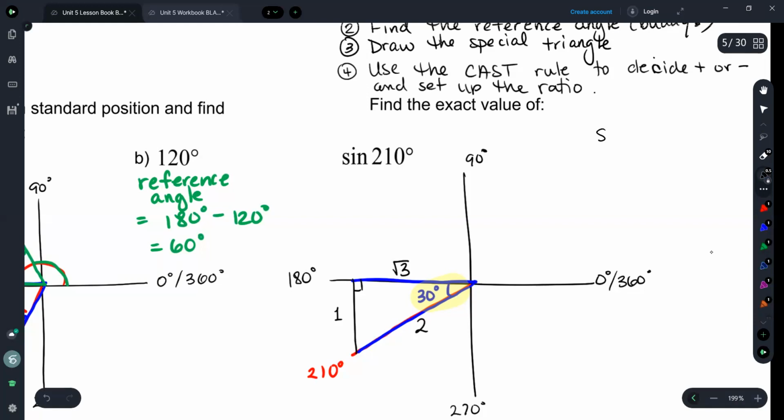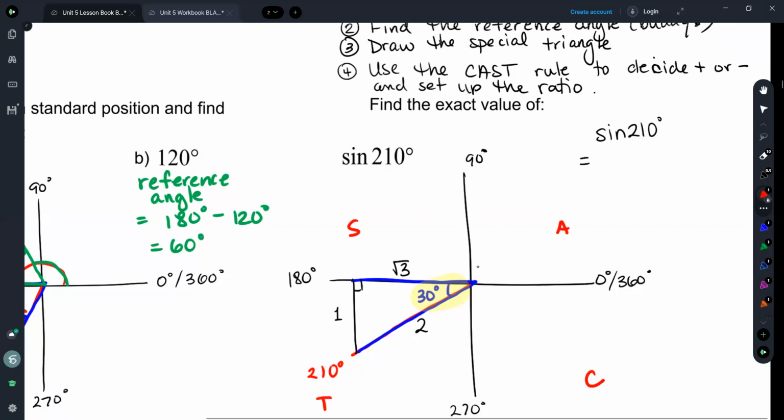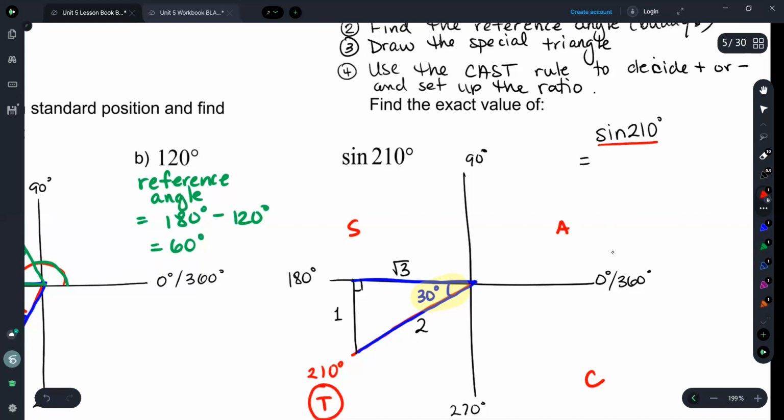Okay, so here's the process. Sine of 210. If I use the CAST rule, I'll put it over here, CAST, we're in the tan quadrant, right? What do I know about taking the sine of something in the tan quadrant? It will be negative. And this will actually be equal to the negative ratio of the reference angle 30.